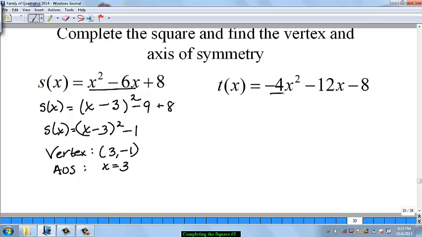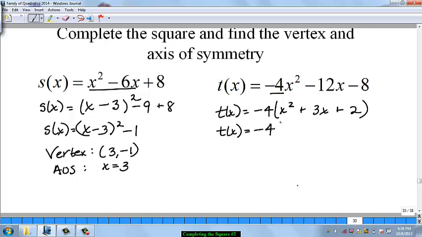I have a negative 4 in the front, so let's change this. So I've got t of x equals, first let's factor out the negative 4. So I have x squared, which changes the sign, remember, plus 3x plus 2. Now, the negative 4 is going to hang out while we complete the square. So I have x plus half the middle. Now I have to take away what we added, which is 9/4. Bring down the positive 2.